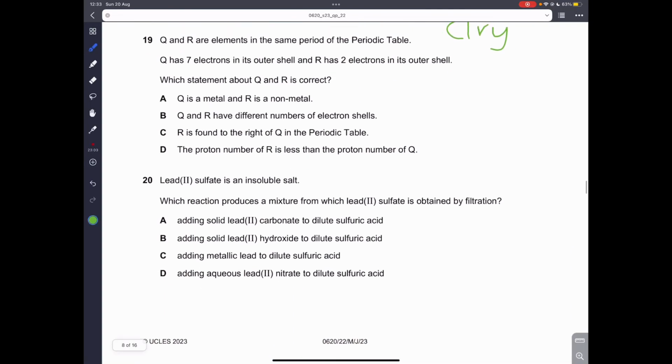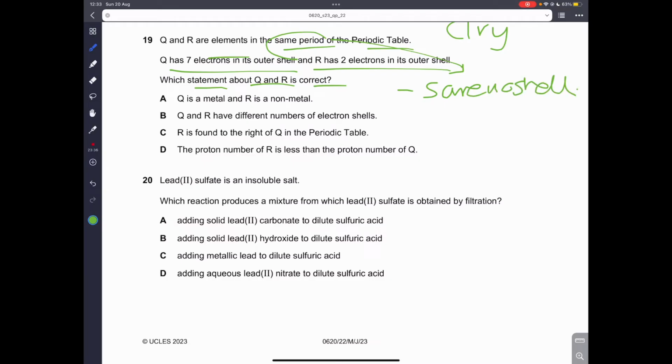Question number 19. R and Q are elements in the same period of the periodic table. Q has 7 electrons in its outer shell and R has 2 electrons in its outer shell. So we know that this is likely going to be an ionic bond. What statement about Q and R is correct? So they are in the same period, meaning they have the same number of shells.